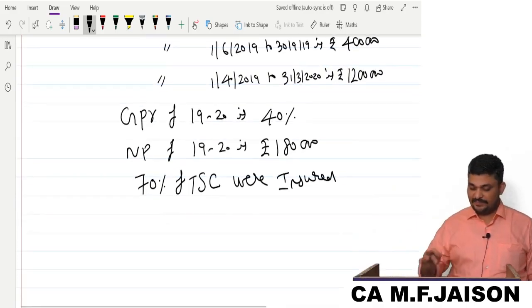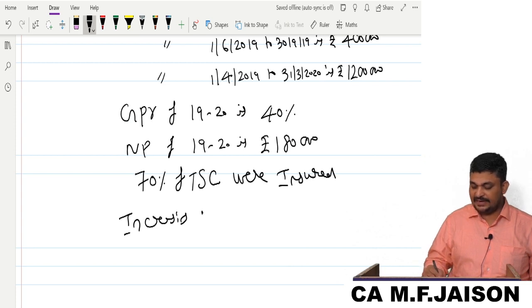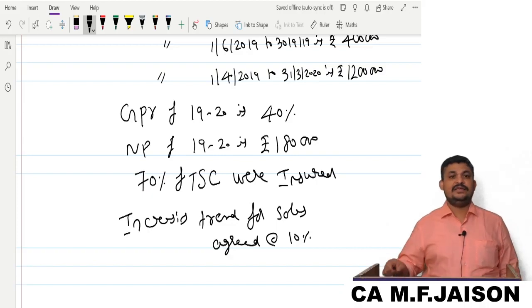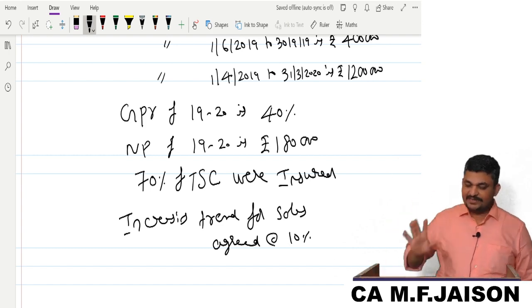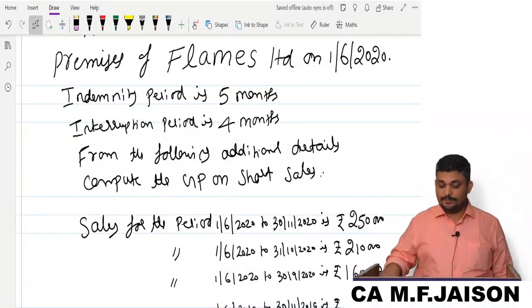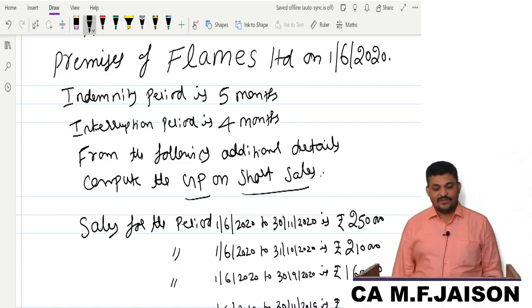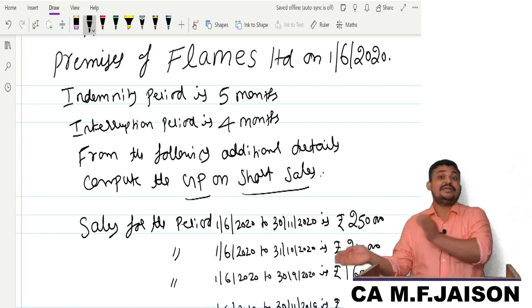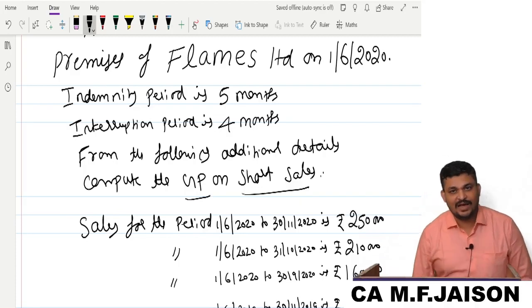Then one more point, my dear friends, increasing trend for sales agreed at 10%. Like this information. So this is not a problem just for computing short sales. You are supposed to compute GP on short sales. We already know how to compute GPR. Fire occurred in which year? 2020-21. Upon previous year 2019-20. So previous year based computation you should do. Understood? So GP on short sales.